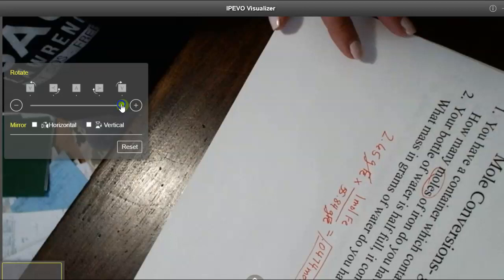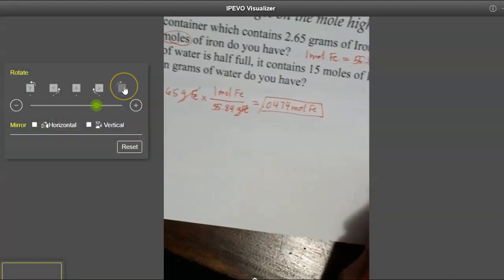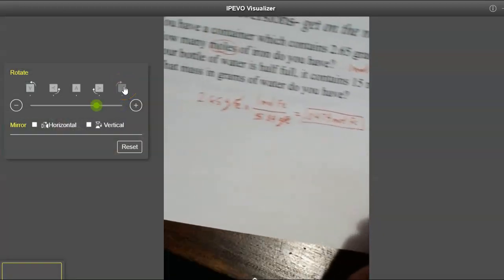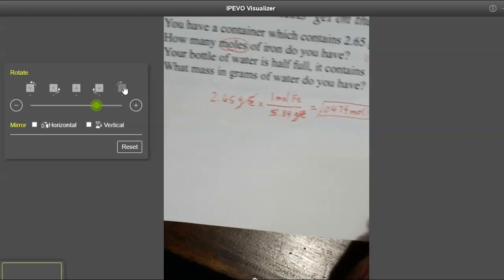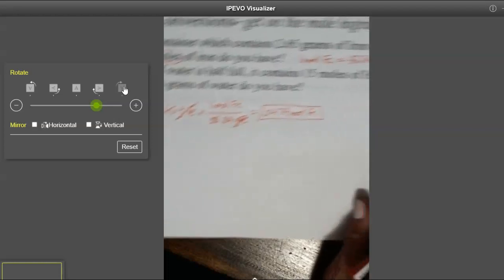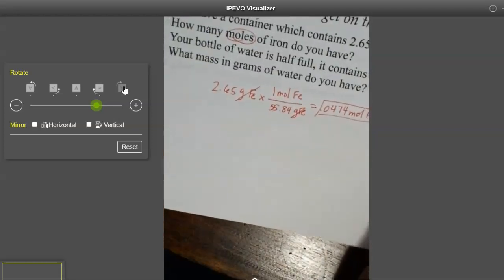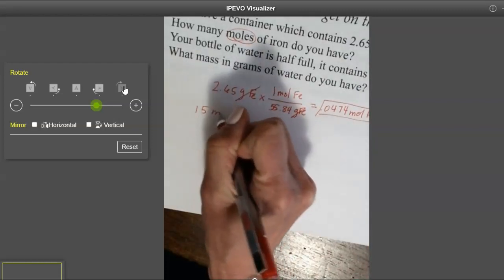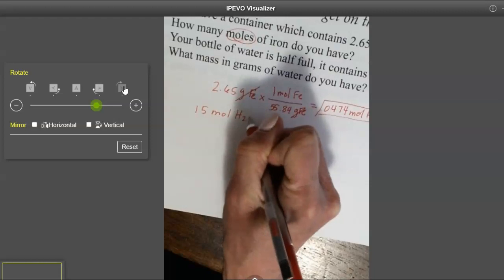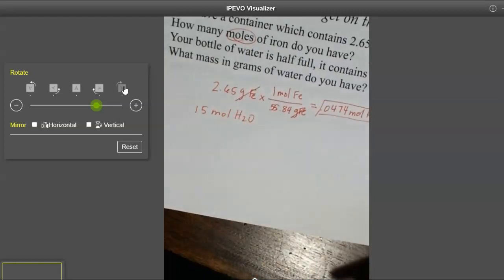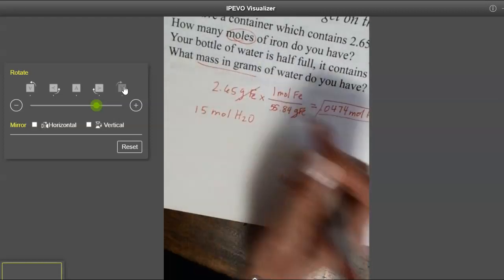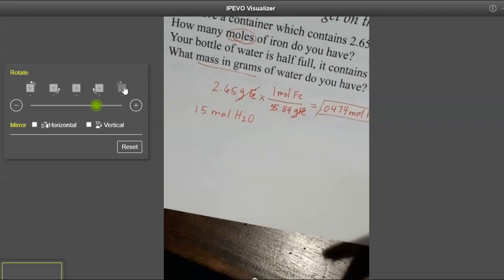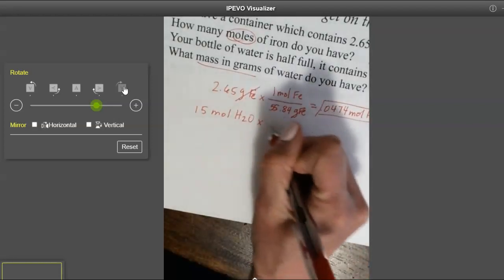Okay, here's our question. It says your bottle of water is half full. It contains 15 moles of water. What mass in grams of water do you have? Okay, so we are starting with 15 moles of water, and we have to get to mass in grams. So we are going to jump on the molar mass highway.